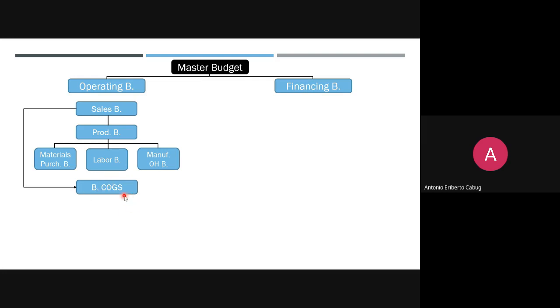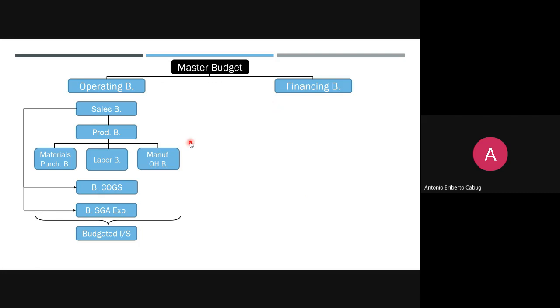Now, independent of production, you may also prepare the budgeted selling, general and admin expenses. Sales minus cost of goods sold is your gross profit. Gross profit minus selling, general and admin expenses will give you your earnings before interest and taxes, or operating income. You may now prepare a lot of components in the budgeted income statement. Okay? So budgeted income statement, medyo magagawa na natin.